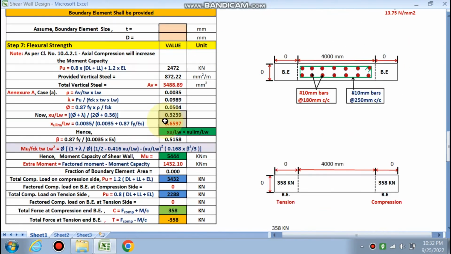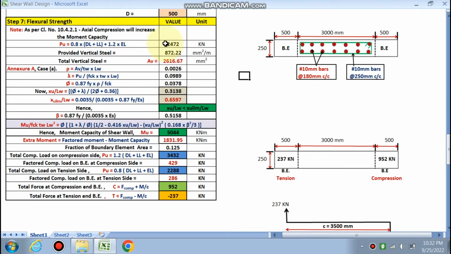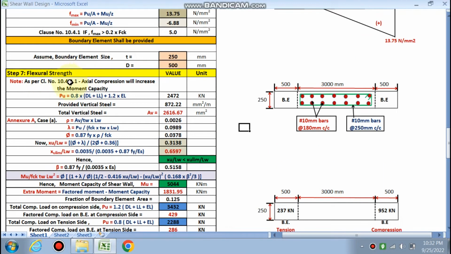So we have to choose the size of the boundary element. If we provide the thickness of the boundary element equal to the thickness of the wall, then we choose 250 mm, and D, the depth of the boundary element, we provide as 500. These are the formulas. We have to calculate the flexure strength of the wall, how much moment capacity is taken by the shear wall, and for the additional moment we have to provide the boundary element and the reinforcement. Are you getting this point?